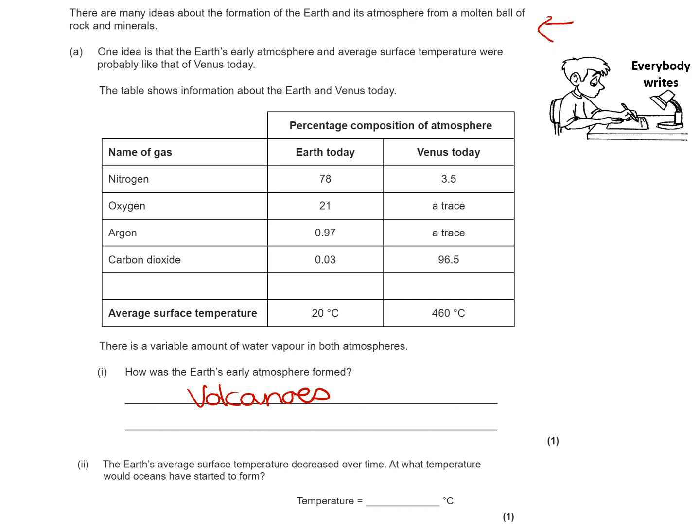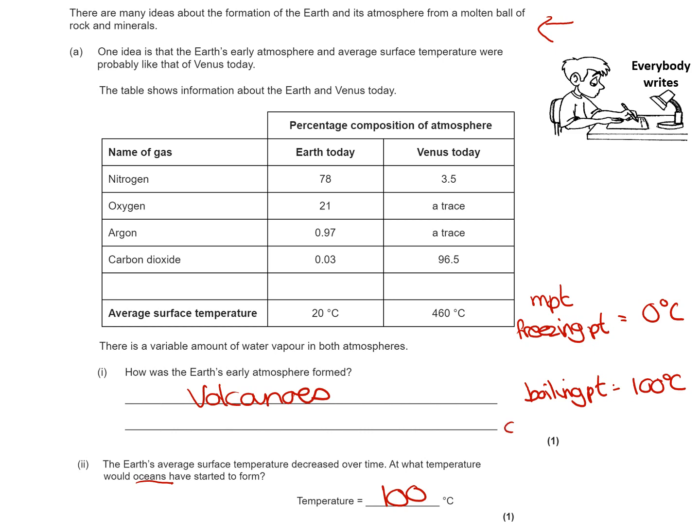You should know the melting point or the freezing point of water, and that's 0 degrees C. And then we have the boiling point is 100 degrees C. So question, at what temperature would oceans have started to form? It was hot, it started to cool, and once it gets to 100 degrees, it would then start to condense. So the boiling point and the condensing point are at the same temperature.